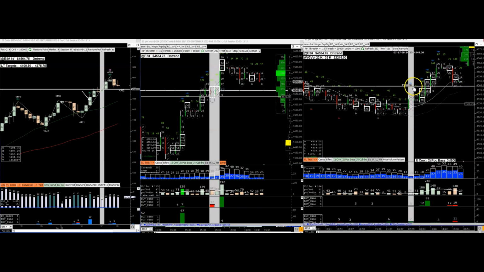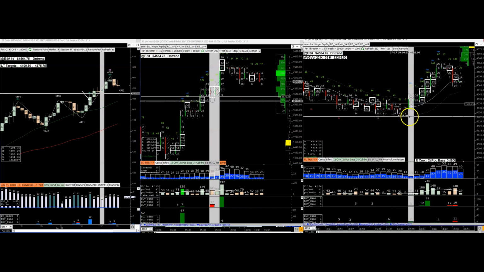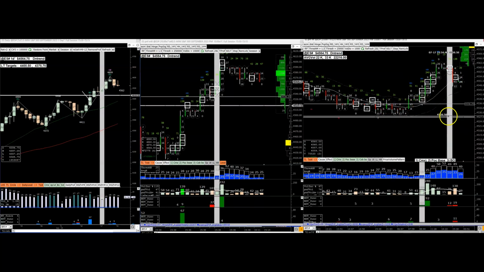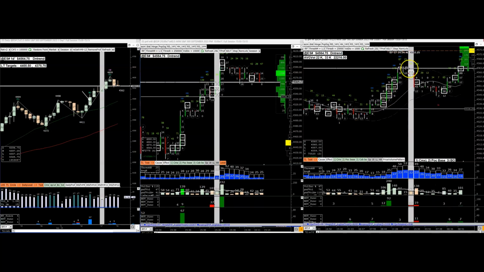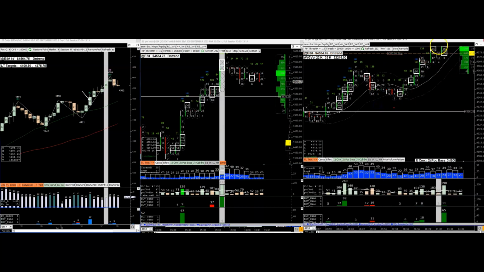Bingo, right there. Big thrust, big volume, all of that. That is markup. That means accumulation is done. And 1, 2, 3, entry, bingo. Time to get paid. You know? All right, now it pulls back and then continues higher.